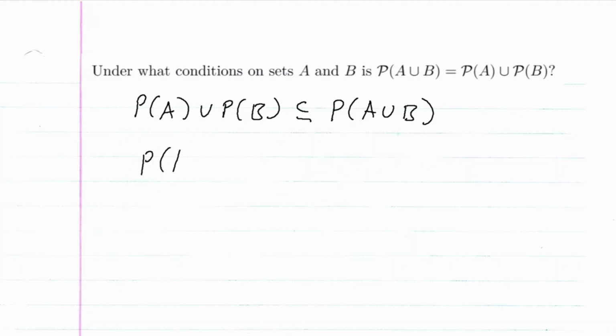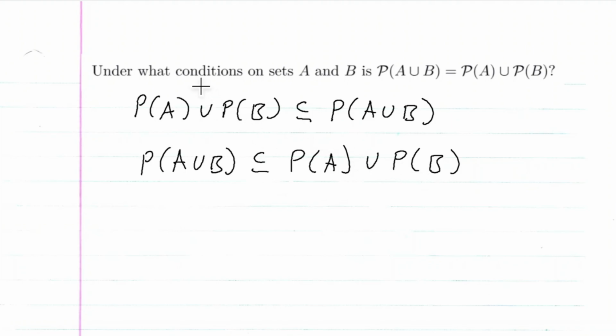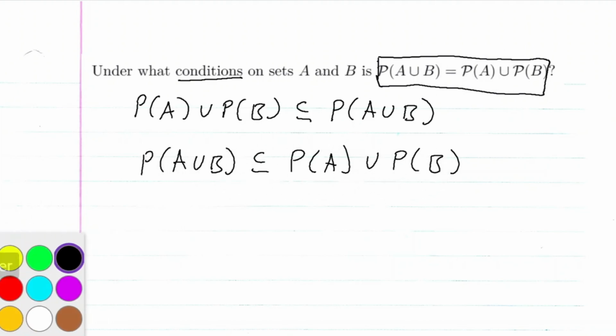The power set of A union B being a subset of the power set of A union the power set of B. We need to find conditions on these two sets A and B so that this is true, because this is not universally true. Okay, so if we have this set is a subset of this set, and this set is a subset of this set, that means we have these two sets are equal, right? So we need to find the conditions that make this hold. Okay?